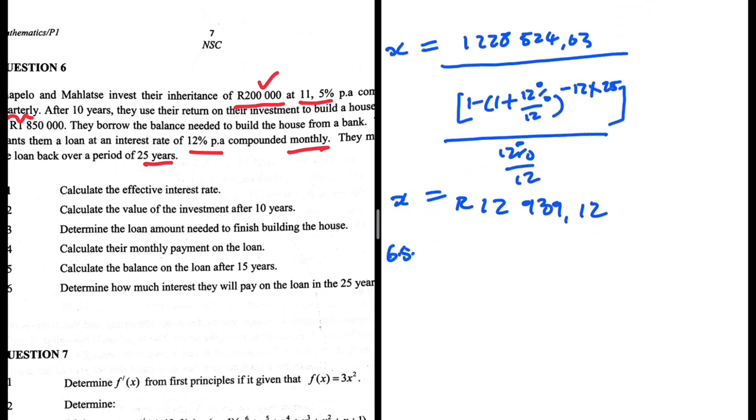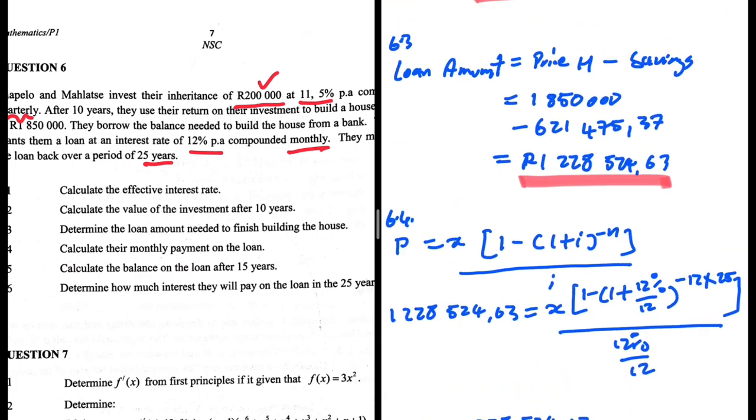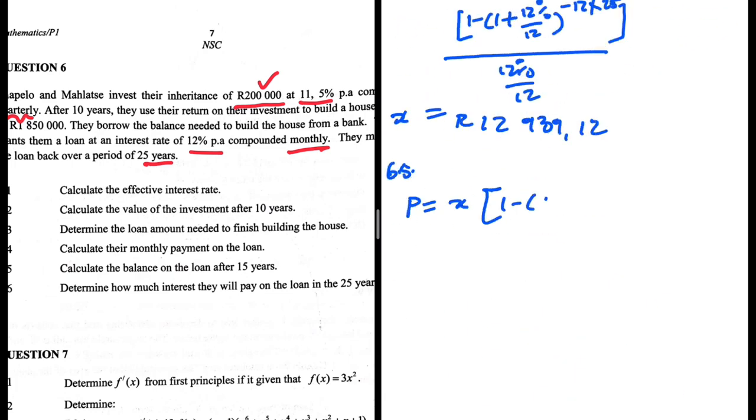6.5, calculate the balance of the loan after 15 years. Okay, so the balance of the loan after 15 years. Let me show you how we do that. So we've already seen that P is equal to X multiplied by (1 minus (1 plus the interest) to the minus n), everything divided by the interest. We know what the monthly payment is. We know what the interest is. We need to figure out n.